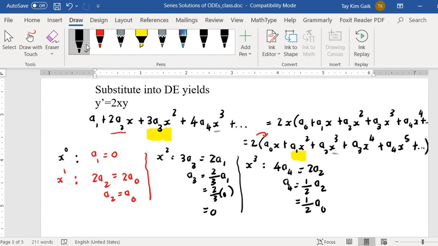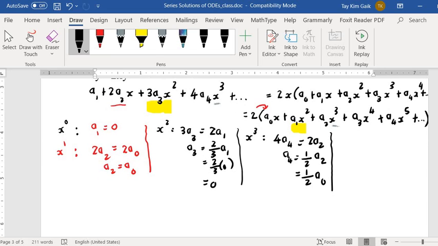Let's say a few more terms. If you only want 3 terms, I think it should be enough already. If you want the first 3 terms in terms of a naught, then you got a naught, a2, a4, already 3 terms. If you want more, then you compare x power 4, x power 5, and so on.